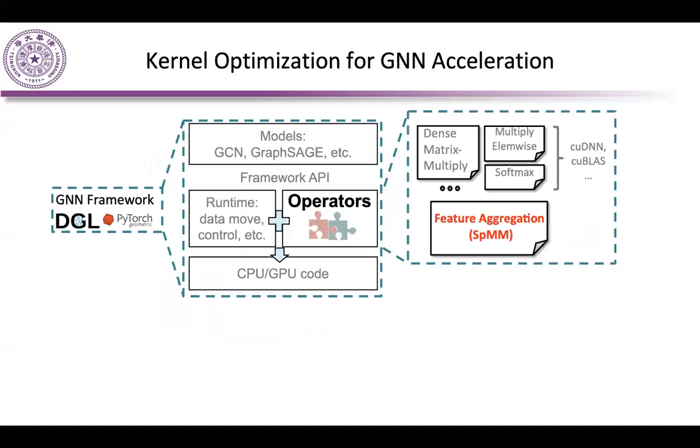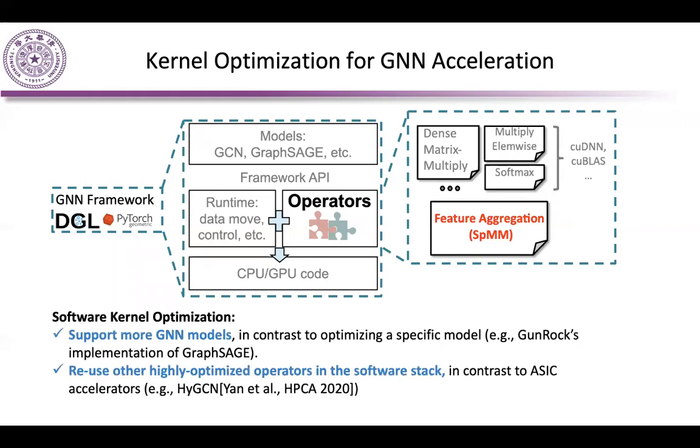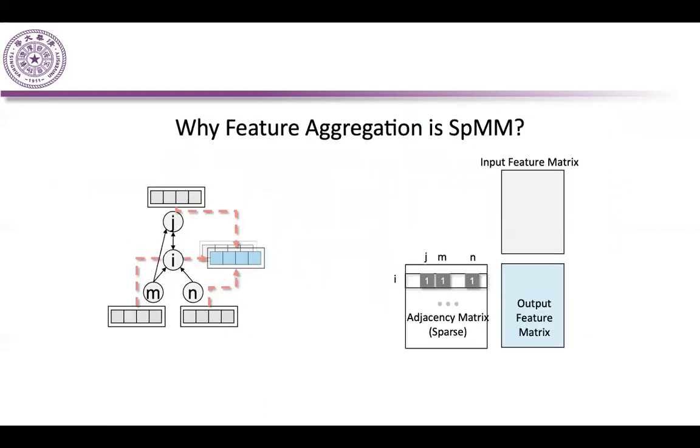Our solution is kernel optimization. We formulate feature aggregation as a sparse-dense matrix product, which is an SpMM. We design a fast GPU kernel and integrate it in training frameworks, which is more lightweight than a hardware accelerator solution. So, why is feature aggregation SpMM?